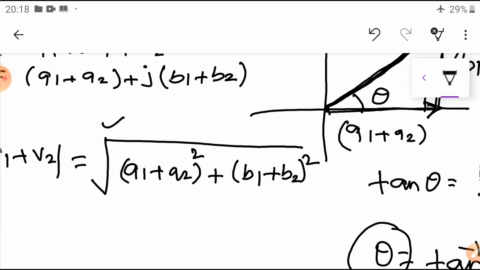Here multiplication is very easy, in polar or rectangular form: multiply their magnitudes and add their angles in the multiplication factor. So, do not worry. We will see. Okay.